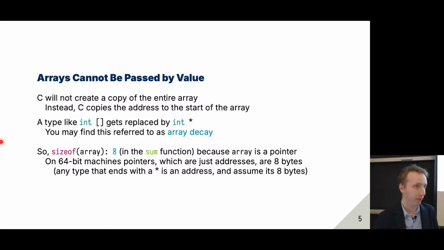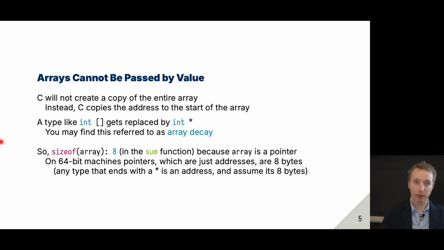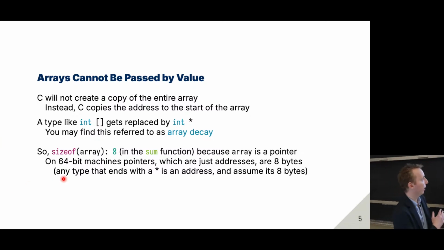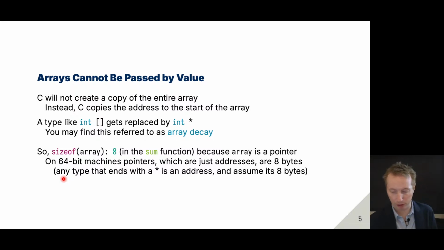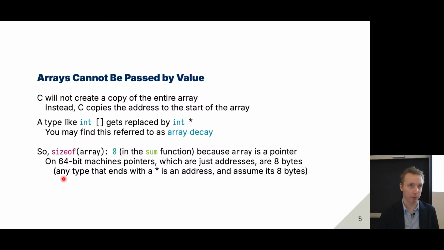And we all have 64-bit machines now. So that means the size of any address is 64 bits, which is 8 bytes. So 64 bits divided by 8 bits per byte means we have 8 bytes. So any type that ends with a star, or not an ampersand, an asterisk, whatever you want to call it, just means it's an address. And for the purposes of this course, we can just assume that any address is going to be 8 bytes because we're on a 64-bit machine.